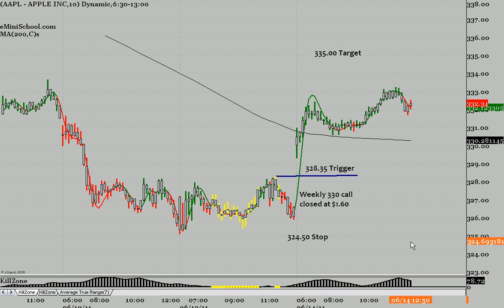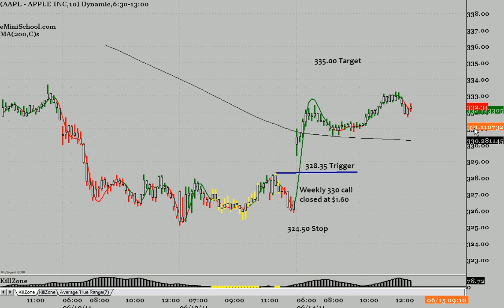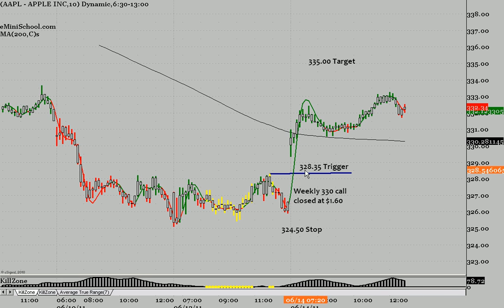We'll take a couple minutes and follow up on the Apple trade that we posted last night on the blog. We were looking for a break of this 328.35 today to trigger us in, and Apple gapped up above that. The options closed last night at 160.